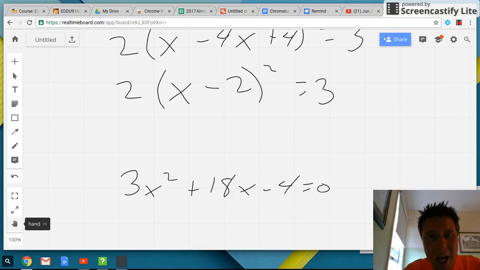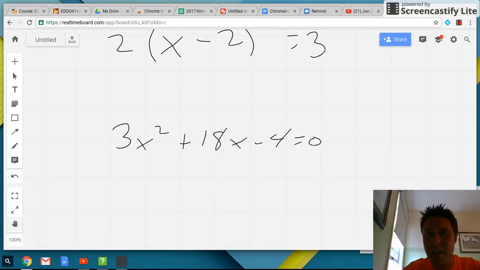So take a look at it, copy it down on your paper: 3x squared plus 18x minus 4 equals 0. See if you can follow through with the steps to solve it. I want you to pause the video and then unpause it when you're done, and you can check your solution. So go ahead and pause now and solve.